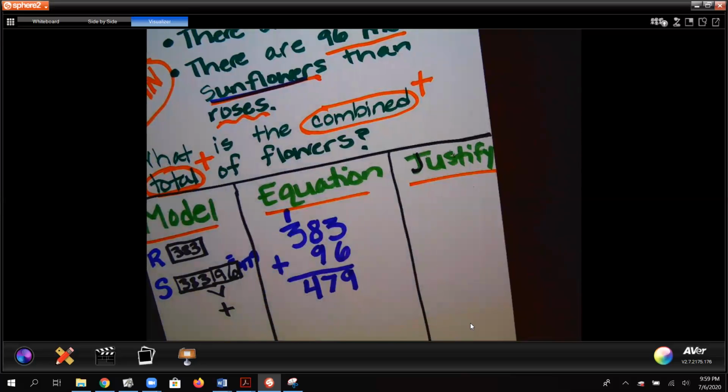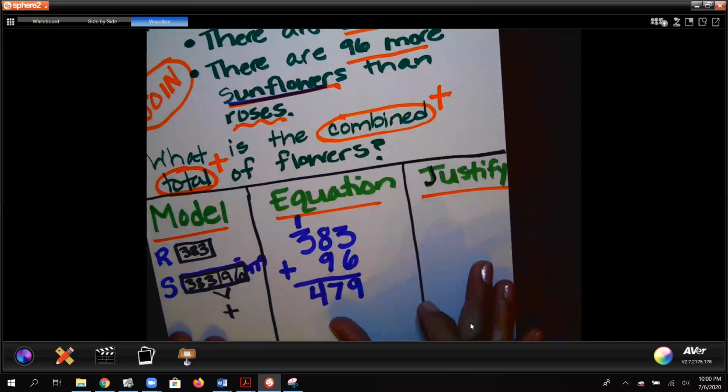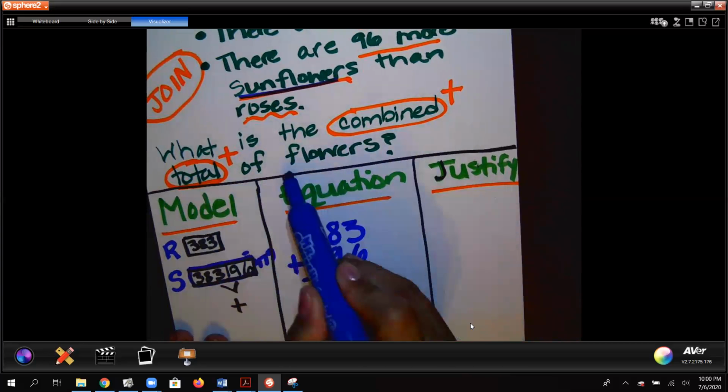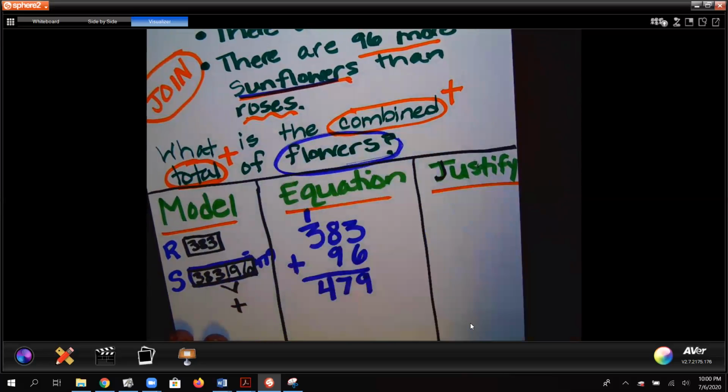Okay, so we know we have more sunflowers. That's why this bar is bigger, because there's more sunflowers than roses. Now, are we done? If you think you're done, let's look at the question. What is the combined total of flowers? Now, they are not asking for one type of flower. They're not asking for sunflowers or roses. They want to know both of them.